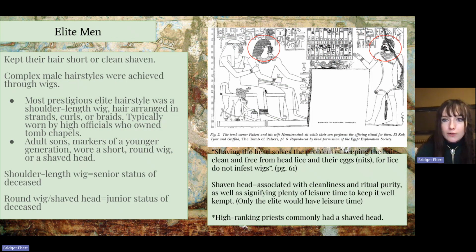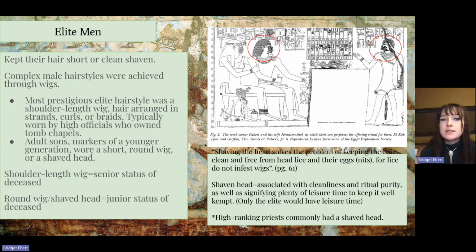So to start off, we have elite men, and elite men kept their hair short or clean shaven, and complex male hairstyles were achieved through wigs. The most prestigious elite hairstyle was a shoulder-length wig, which I have circled in red right above, and the hair was arranged in strands, curls, or braids, and this was typically worn by high officials who owned tomb chapels. Adult sons, markers of a younger generation, wore a short round wig or a shaved head, which I have right above me in this circle.